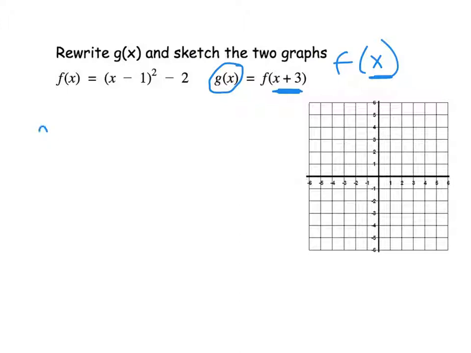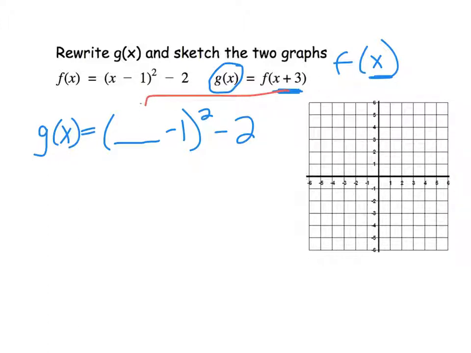So let's just rewrite it. G of x equals, and I'm going to take my f of x equation, and I've got parentheses. I'm going to leave a space for my x because that's what's being replaced. Minus 1 squared minus 2. And instead of putting an x, I'm going to put my x plus 3.